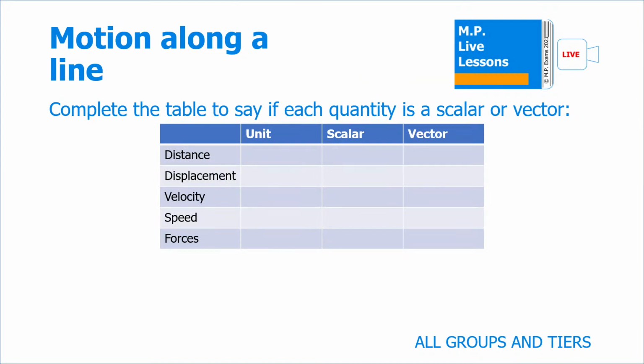So distance is measured in meters, and this is a scalar quantity. Displacement is also measured in meters, but it's a vector. So this is actually your position relative to your starting point.